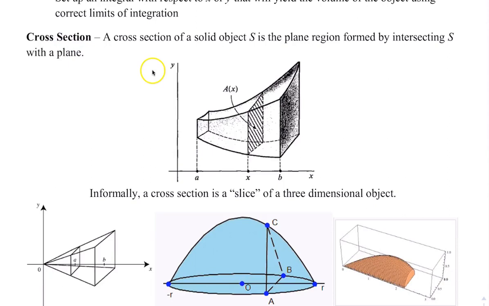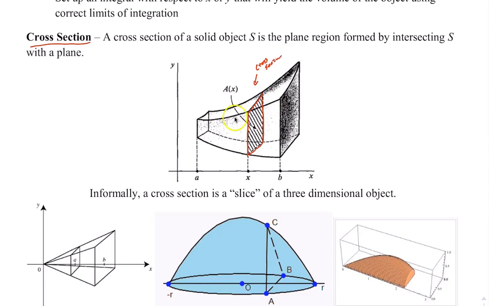So cross sections. What is a cross section? Well, first let's talk about why we need one. We're going to start finding volumes of objects, and to find a volume, we take a cross section, which is best thought of as a slice of the volume. It's a little slice of that 3D object, a little 2D version of it. We call that a cross section.